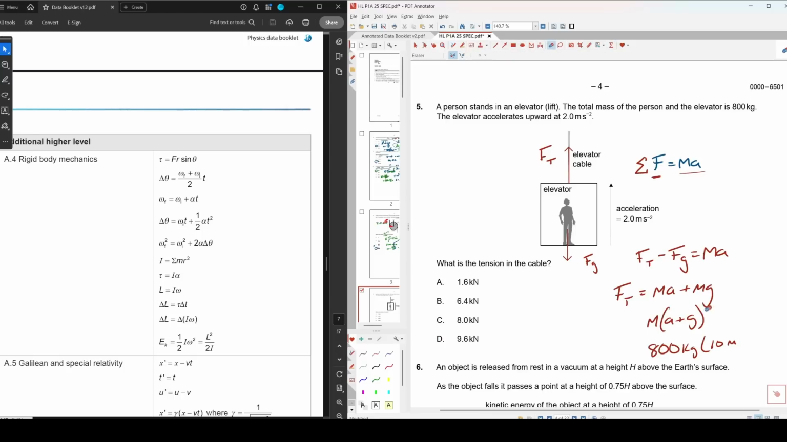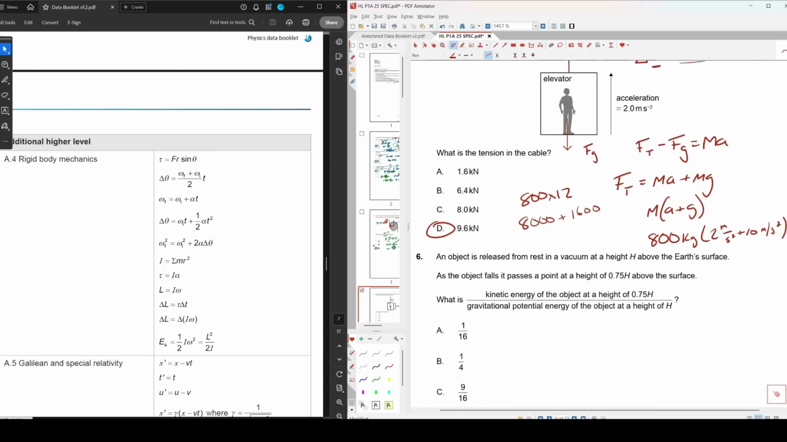Sorry, eraser. Okay, so the acceleration is 2 meters per second squared. Here on the multiple choice, you can usually get away with using 10 meters per second squared for g. That's good enough. So I want to do 800 times 12 is really what I want, which is 8,000 plus 1,600. That's going to be D. Yeah, so D will be the answer to this one. Remember that F in F equals ma is net force.